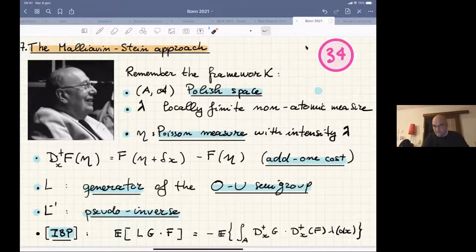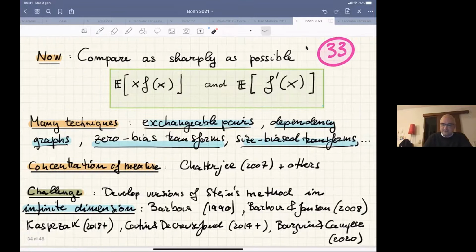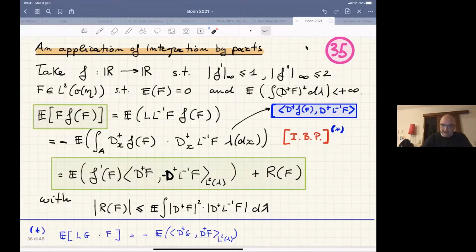And this is the moment where we are going to use this integration by parts formula. Now, I want to tell you how this integration by parts formula can be used in order to accomplish the task of going from this point to this point, in some reasonable way, in the frame of Stein's method. And it goes as follows.